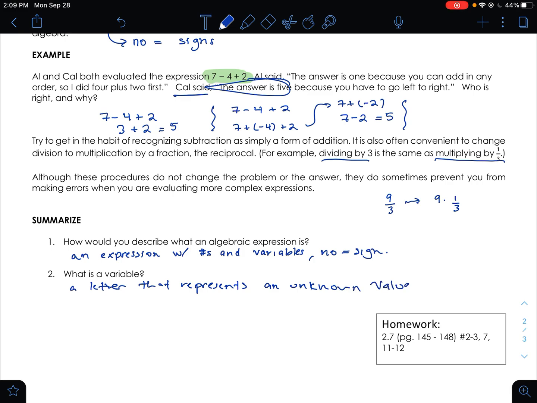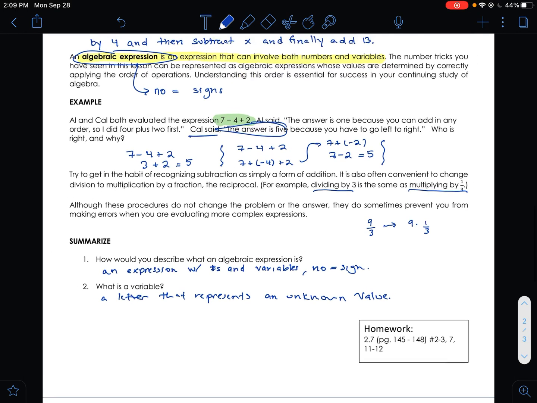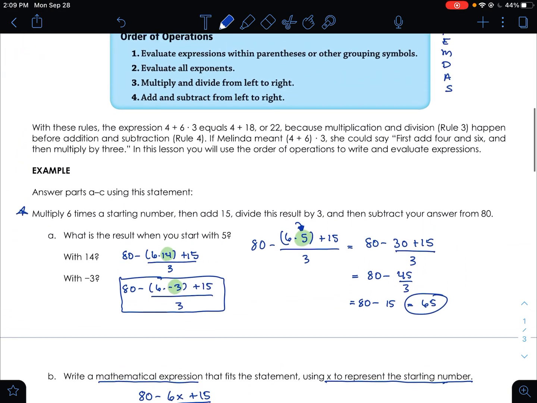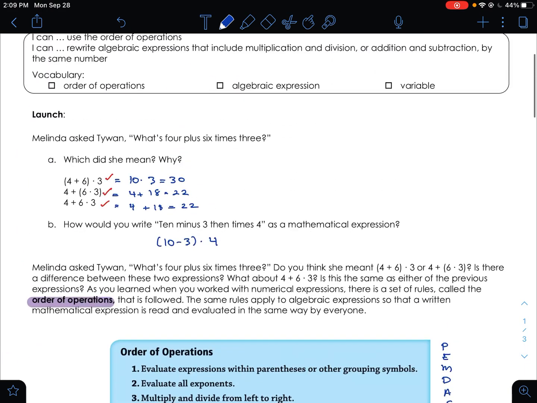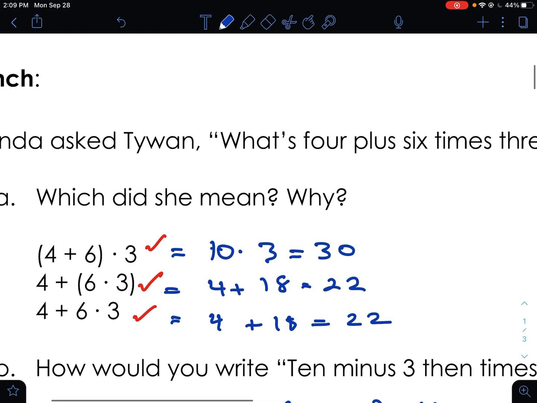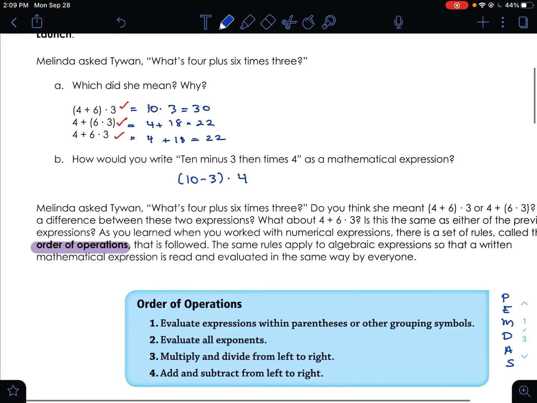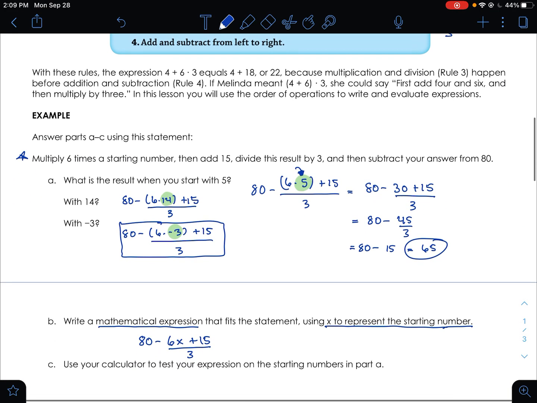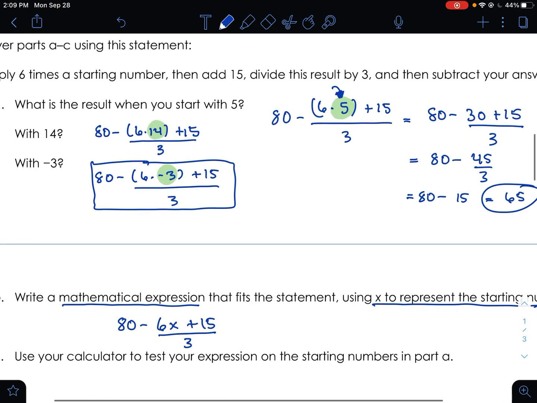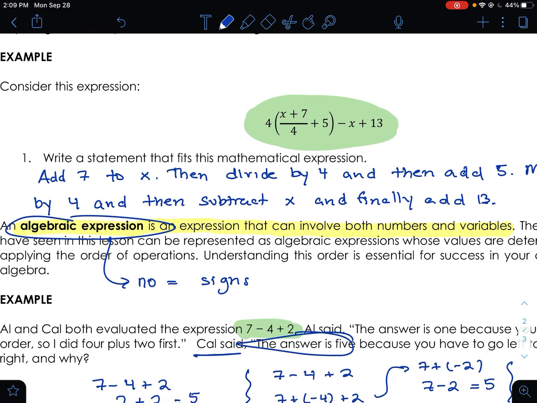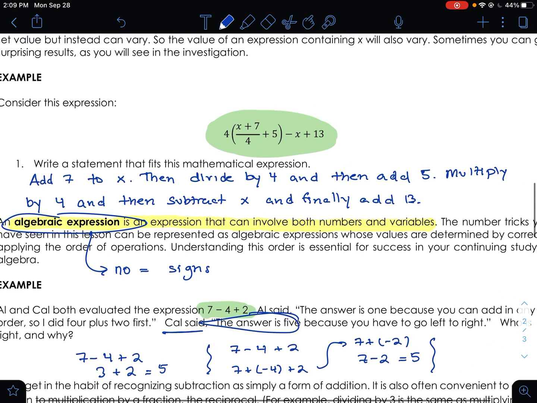So again, after watching this video and going through this lesson, you should be able to evaluate an expression using order of operations. You should be able to take a statement and write an expression using a variable that represents that statement. And you should be able to look at an expression and understand what steps are being done and when they're being done.